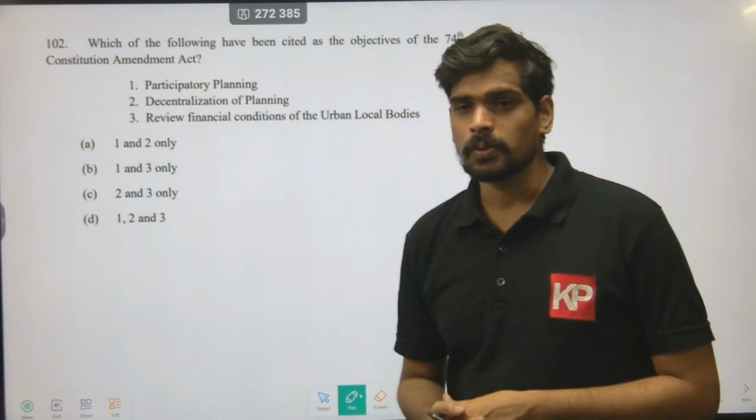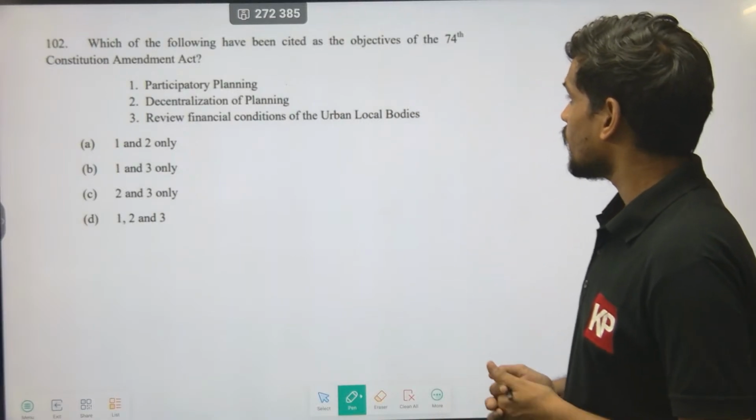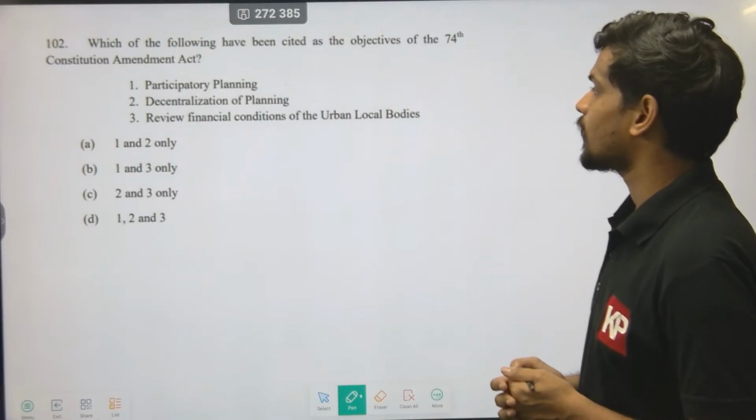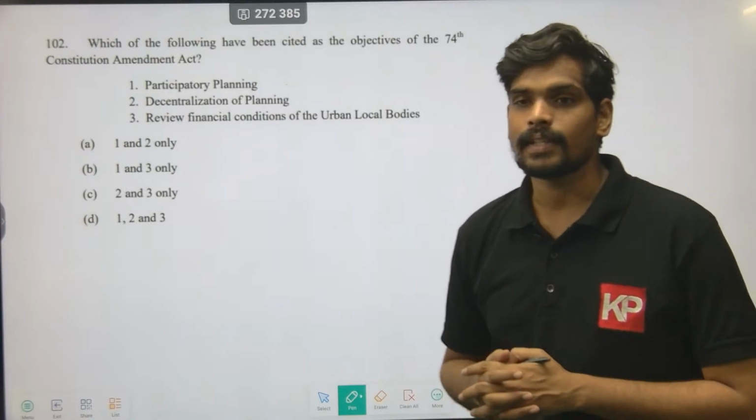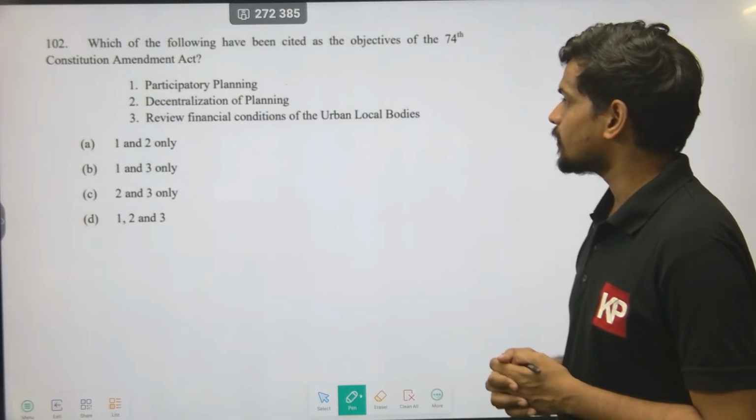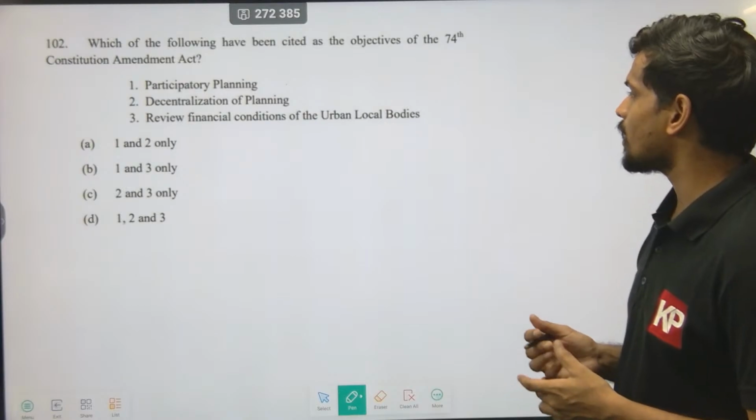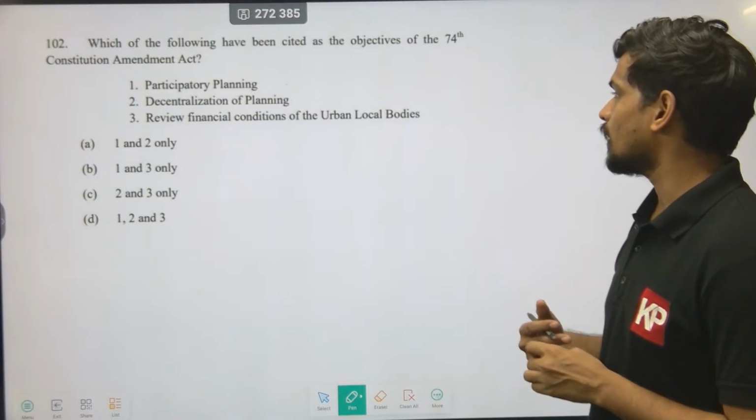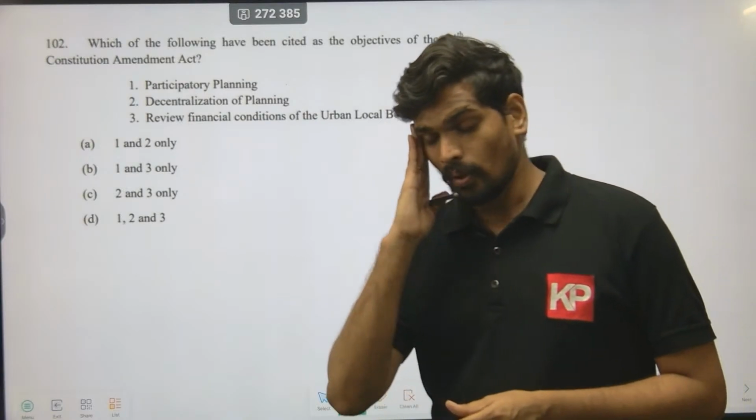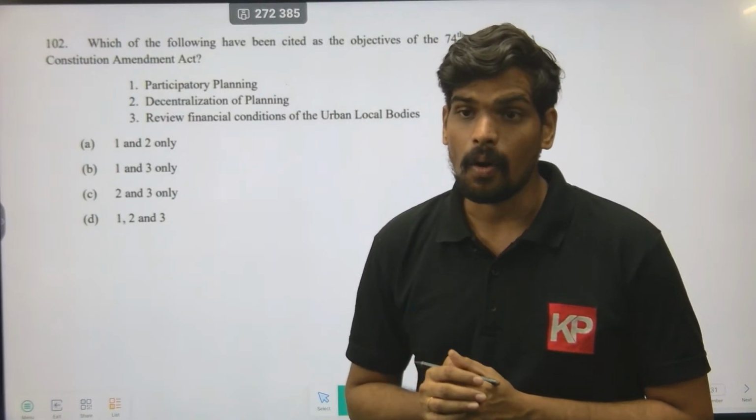Next one, 102, the next question. Which of the following have been cited as objectives of 74th Constitutional Amendment Act? Participatory planning, decentralization of planning, review financial conditions of the urban local bodies. So these are the 3 points, and they're asking which of it is a correct combination.